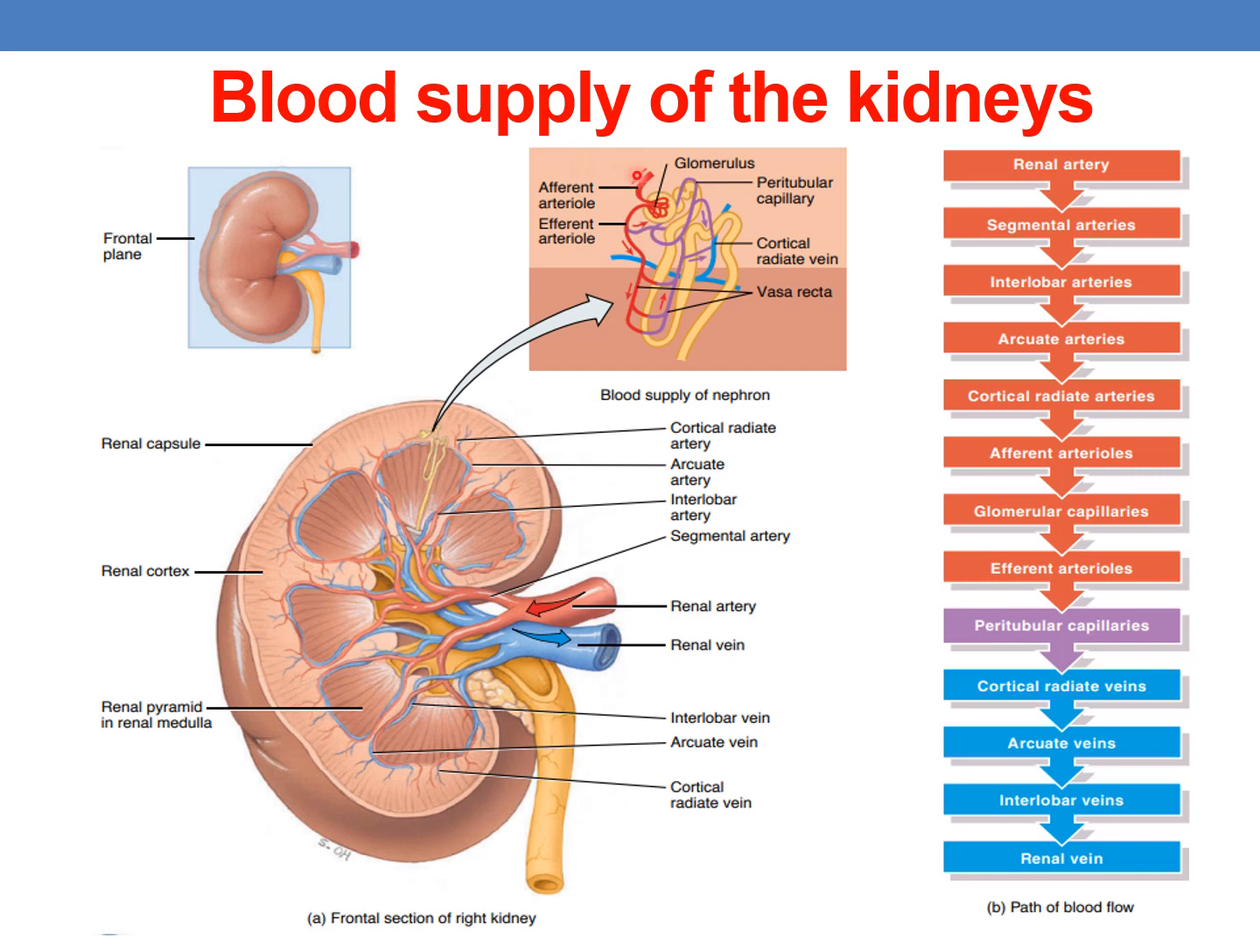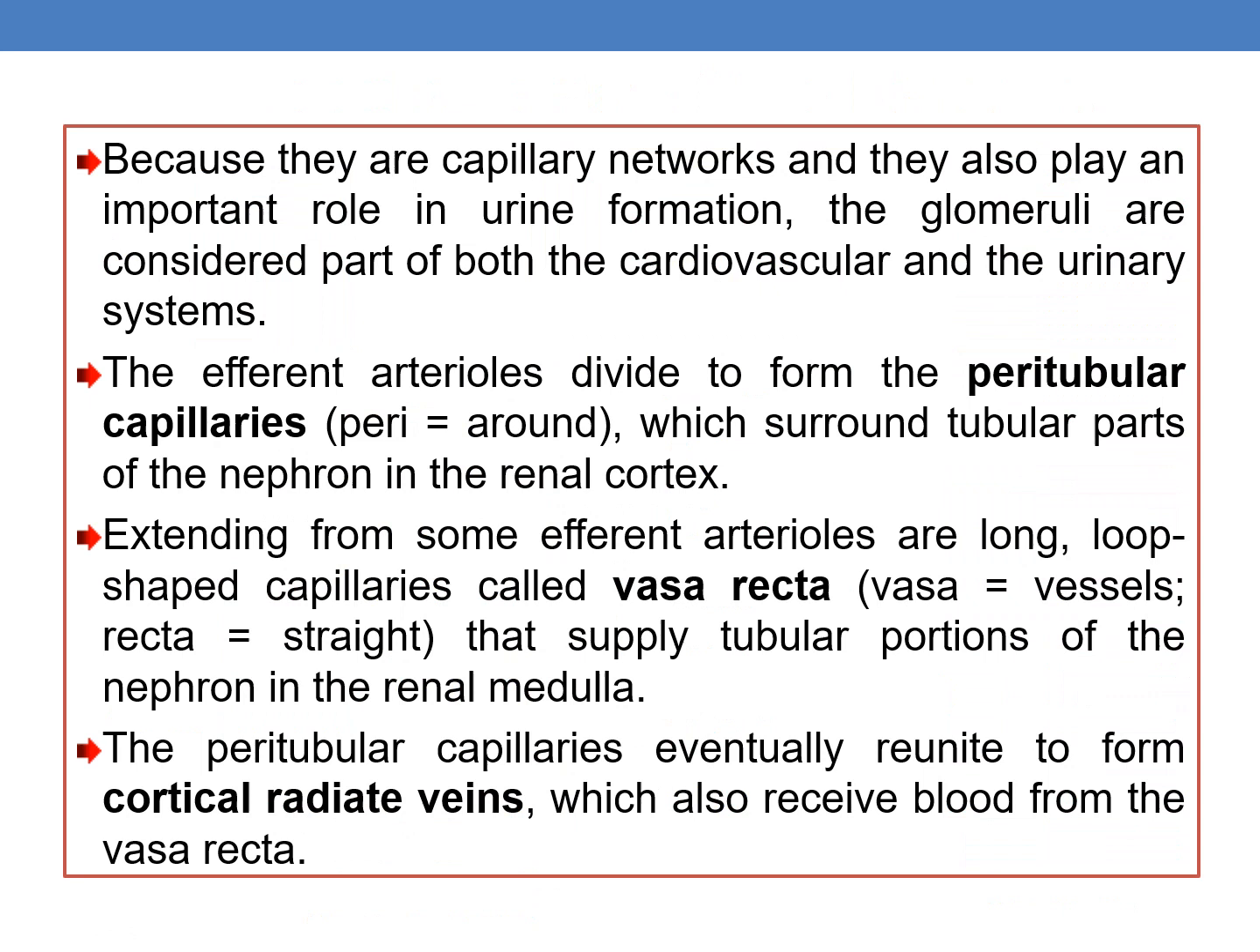Here you can see this is the afferent arteriole and this is the efferent arteriole. This is coming towards and this is going away. Ef means out, af means coming towards. This is the peritubular capillary and this is the cortical radiate vein, and these are the vasa recta. Because they are a capillary network and they also play an important role in urine formation, the glomeruli are considered part of both the cardiovascular and the urinary systems.